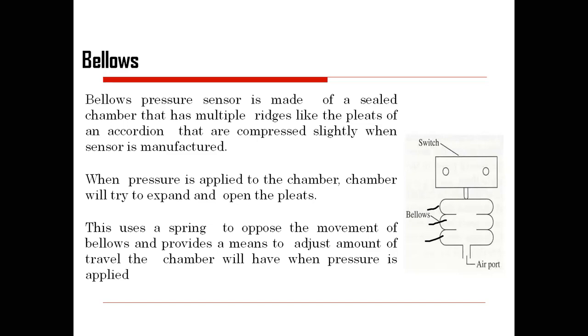So these particular pleats will try to open or elongate. This will move in the upward direction when we apply a pressure as an input to it. This can be used as a spring also, to oppose the movement of the bellows and provide a means to adjust the amount of travel the chamber will have when pressure is applied. Okay, so this is the structure of one bellows.